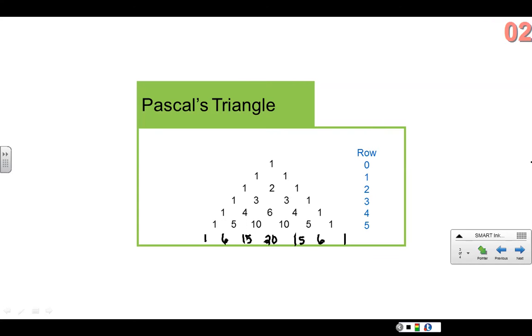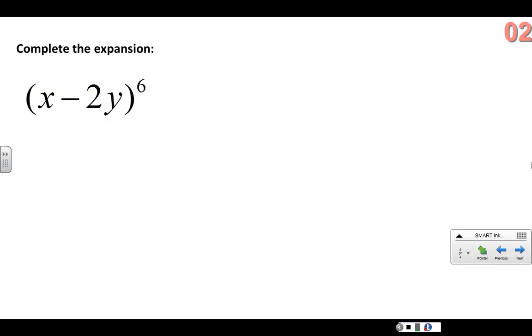So to expand your binomial, we're going to use that pattern to do this. We've got 1 times the first term, x to the 6th power, and the negative 2y to the 0 power. Plus 6 times x to the 5th. We're going to start descending in power with the first term and ascending in power with the second. So negative 2y to the first.